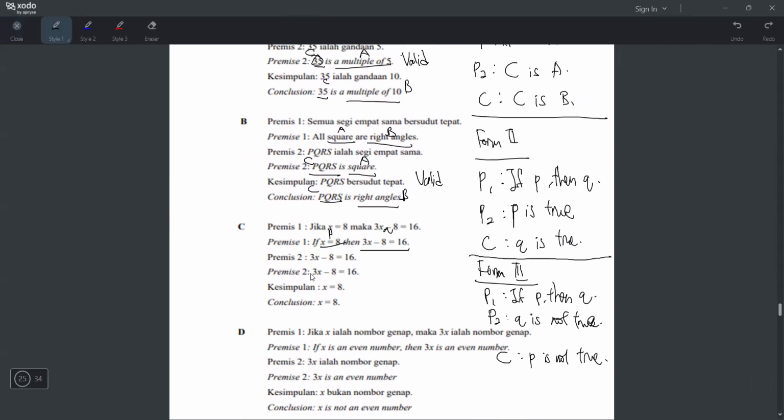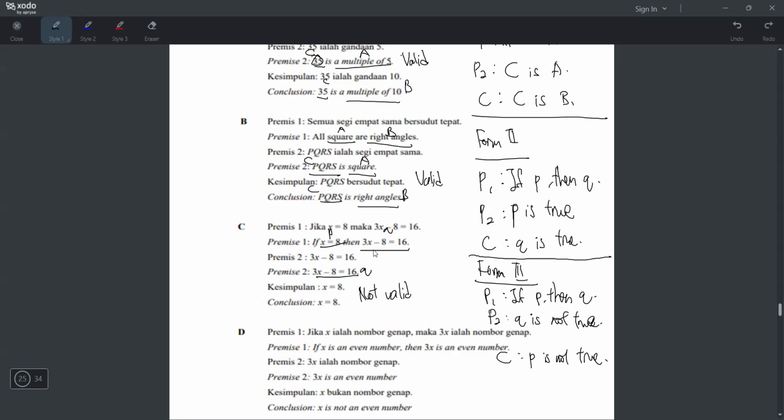Okay, the next premise 2, they say 3x minus 8 is 16. It means they mention Q, right? They mention Q first, right? But they never do negation. So C is not valid. Yeah, C is not valid, right? Let me tell you why.